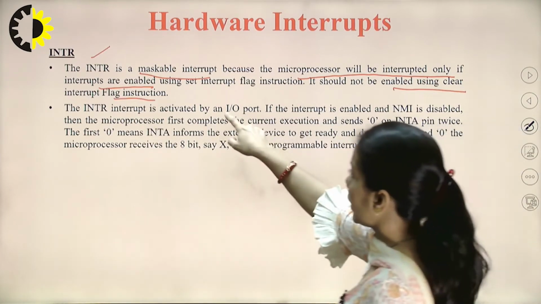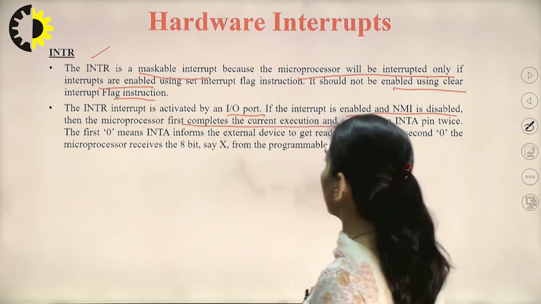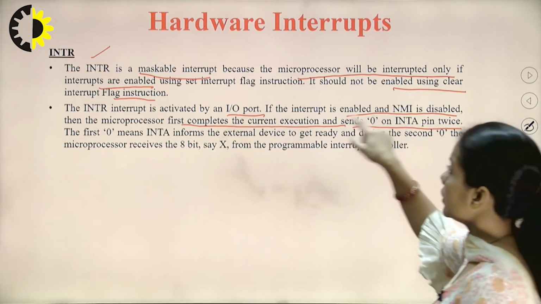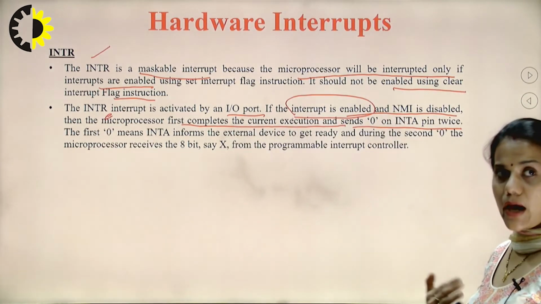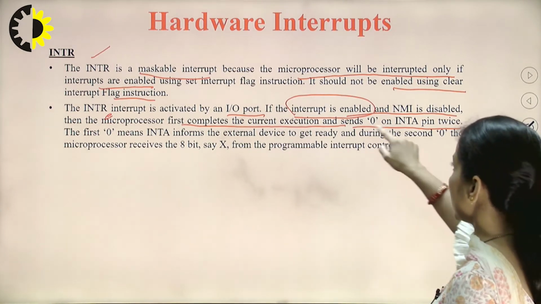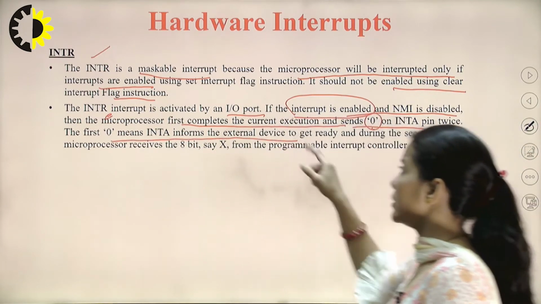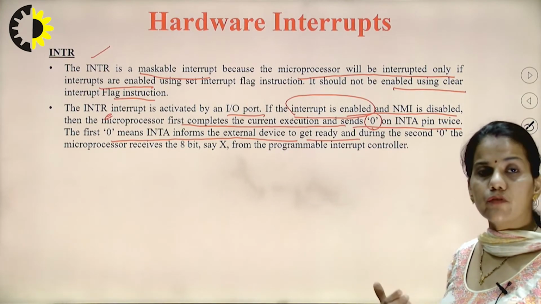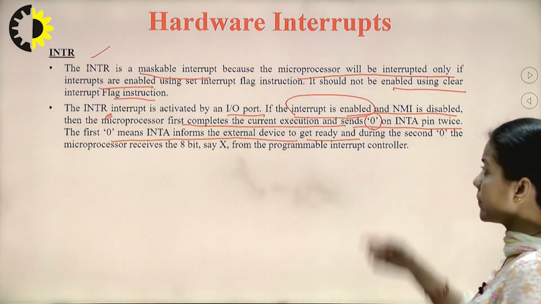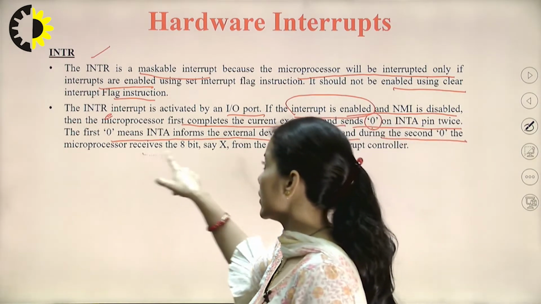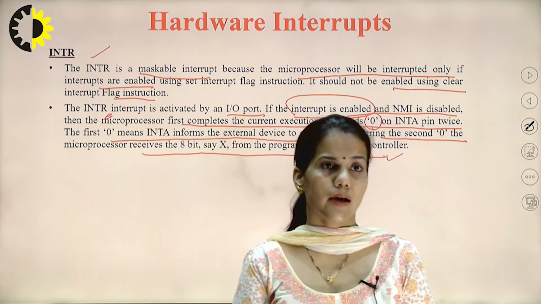INTR interrupt is activated by an input-output port. If the interrupt is enabled and NMI is disabled, then the microprocessor first completes the current execution and sends 0 on the INTA pin. So if the interrupt is enabled, then INTR is accepted by the microprocessor, and as an answer to its acceptance, the microprocessor sends 0 twice on the INTA pin. The first 0 on INTA informs the external device to get ready, that I am ready to accept the data. During the second, the microprocessor receives the 8-bit data from the programmable interrupt controller. So this is how the interrupt coming from the INTR is executed.